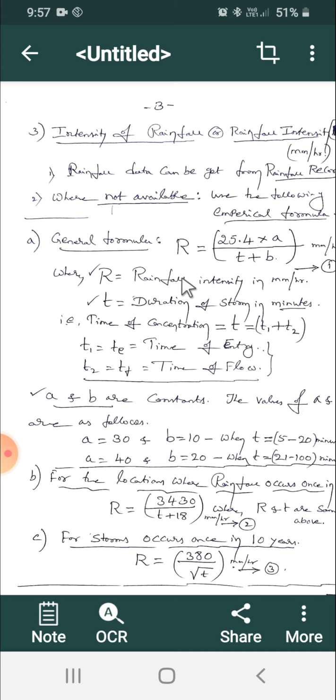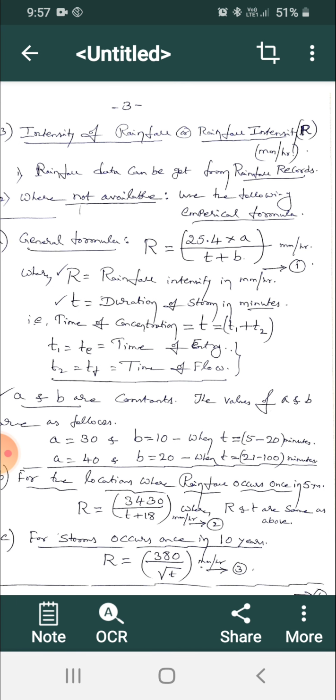Okay. Now, R is equal to rainfall intensity in mm per hour. Okay. See, now next are these parameters, and then what is T? T is the duration of rainfall. That is a storm. See, the storm is nothing but the rainfall. That is a concentration. Okay.